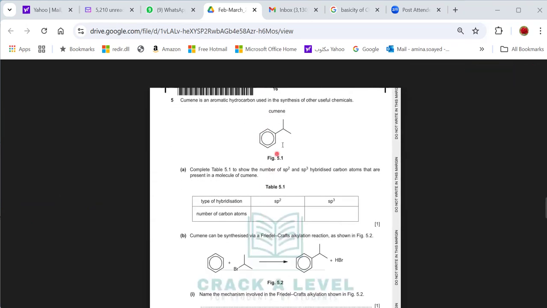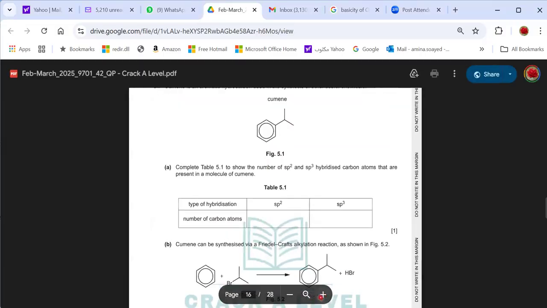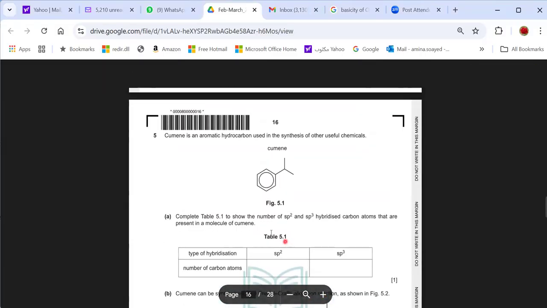Let's see number 5. It says cumene is an aromatic hydrocarbon used in the synthesis of other useful chemicals. So this is the cumene. Complete table 5 to show the number of sp2 and sp3 hybridized carbon atoms that are present in a molecule of cumene.